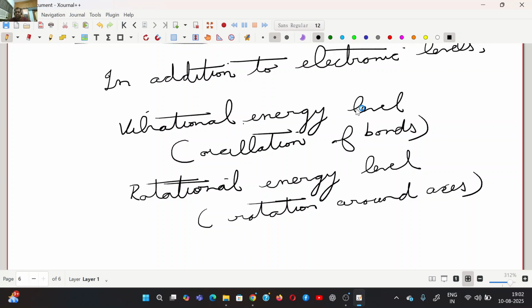So I'll just read some text. I won't write this down. So these form a fine structure within the broader electronic levels. That is, this vibration and rotational energy levels, they form a fine structure within the broader electronic levels.